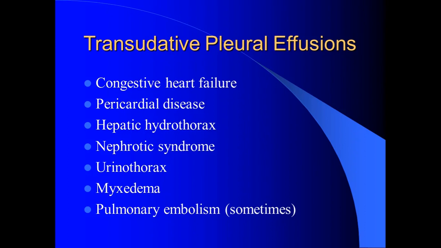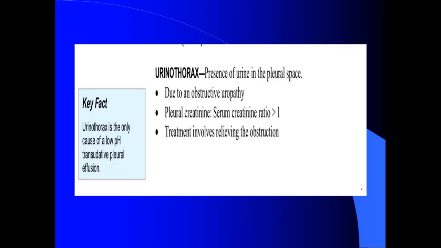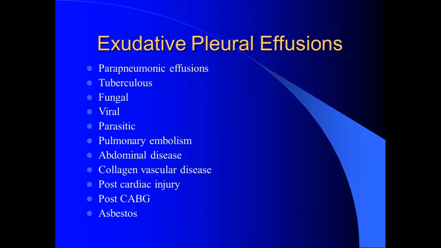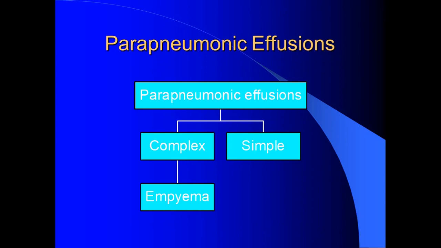Causes of a transudative pleural effusion: congestive heart failure, pericardial disease, hepatic hydrothorax, nephrotic syndrome, urinothorax, or myxedema, and sometimes also pulmonary embolism. Exudative pleural effusion: paraneumonic effusion, TB, fungal, viral, or parasitic, and also collagen vascular disease. Paraneumonic effusion is either simple or complex, or complicated, and will end with empyema.